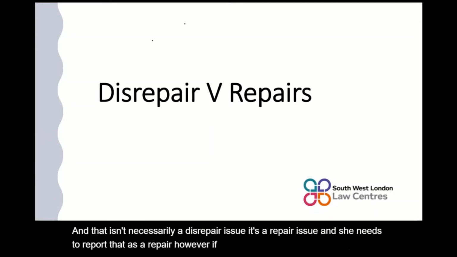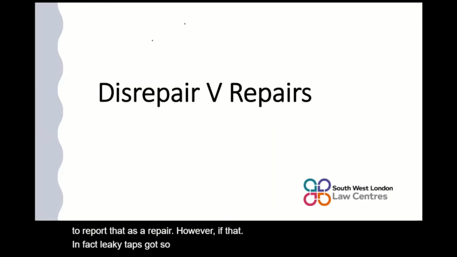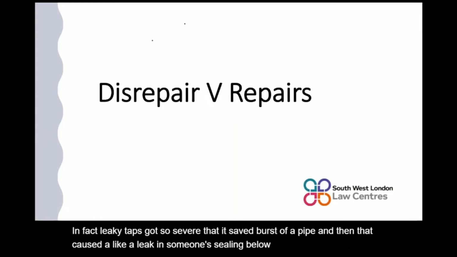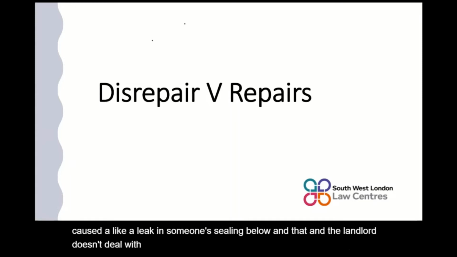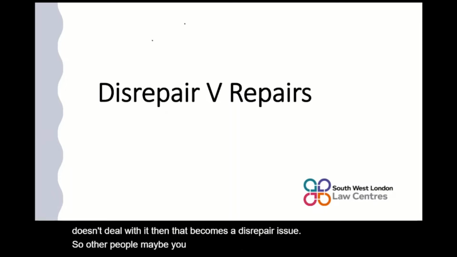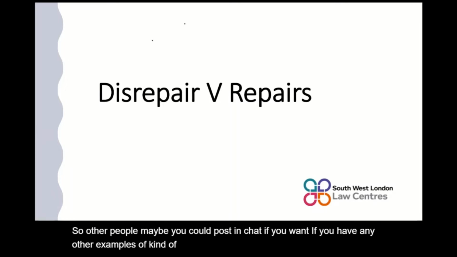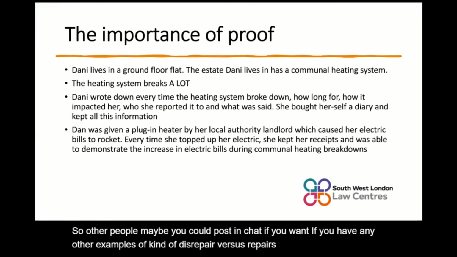However, if those leaky taps got so severe that, say, a pipe burst and that caused a leak in someone's ceiling below, and the landlord doesn't deal with it, then that becomes a disrepair issue. So other people, maybe you could post in chat if you have any other examples of disrepair versus repairs. So then, the importance of proof.